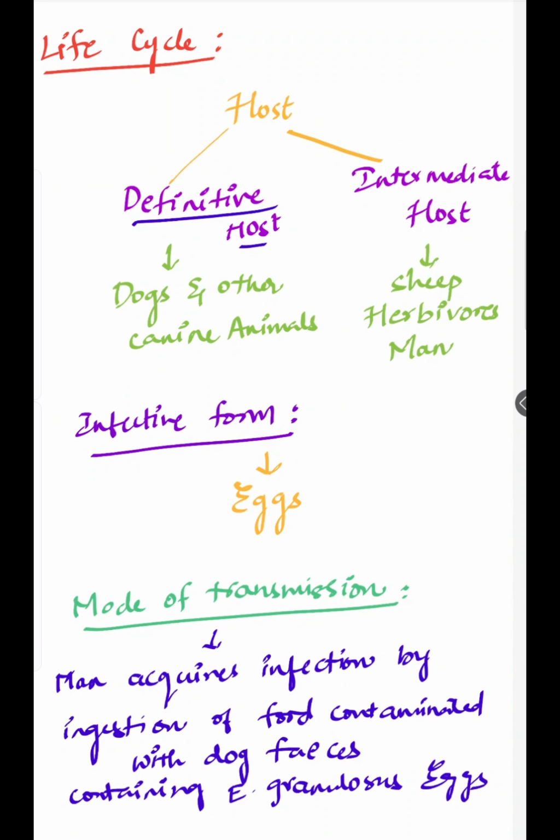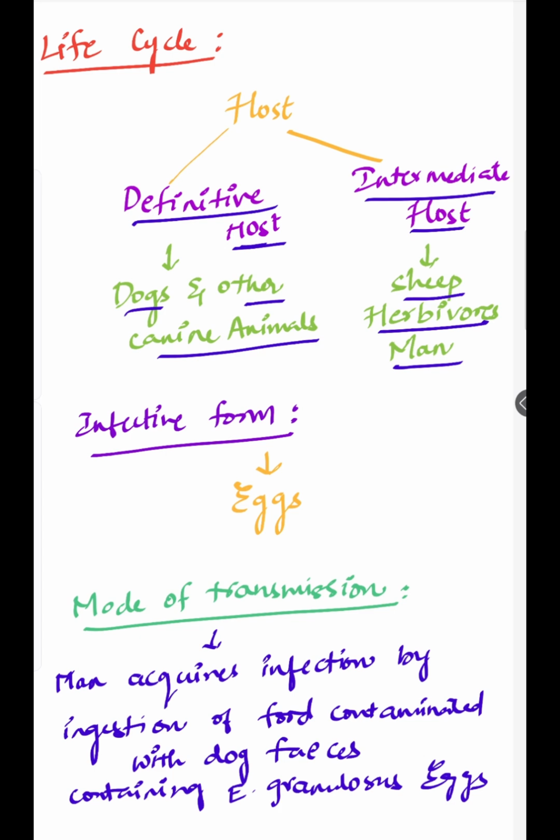Next, we are going to talk about the life cycle. When we talk about the life cycle, first we will talk about the hosts. How many types of hosts are there? Two types, that is definitive host and intermediate host. What is the definitive host? Dogs and other canine animals. That's why we call Echinococcus the dog tapeworm, right? The intermediate host is the sheep or other herbivores or man.